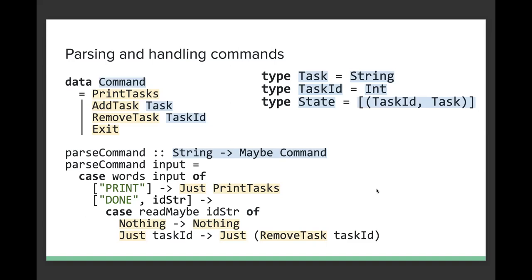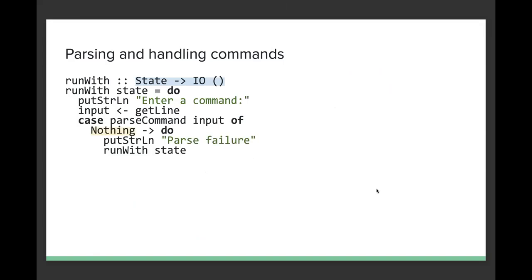But that means that the result of read maybe should be of type maybe int, right? And that's how the compiler knows that read maybe should be working for ints and should be parsing an integer. Okay. Very good. So again, parsing command, parsing input, if we had nothing, the parsing fails, we print that, and we recursively run with the same state.